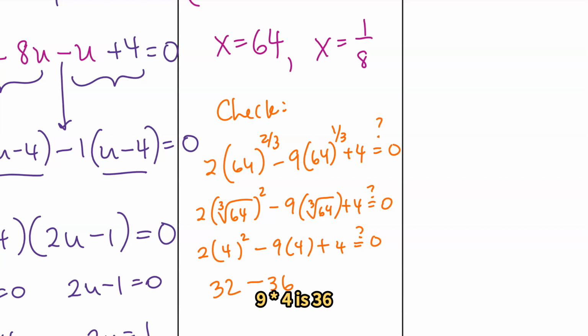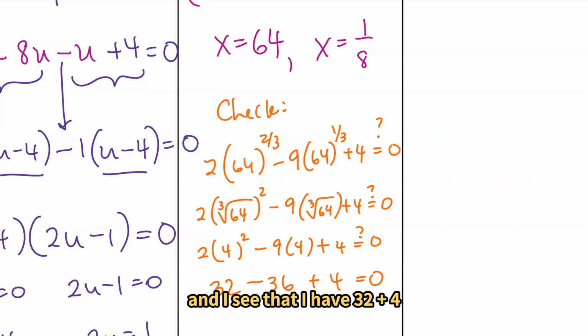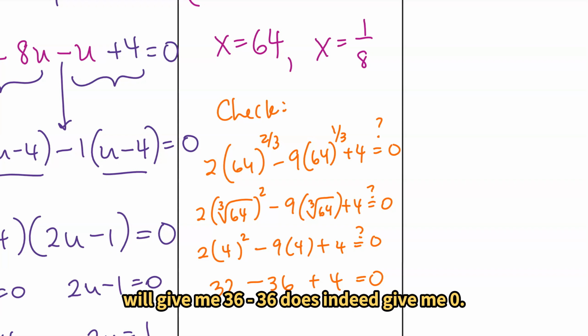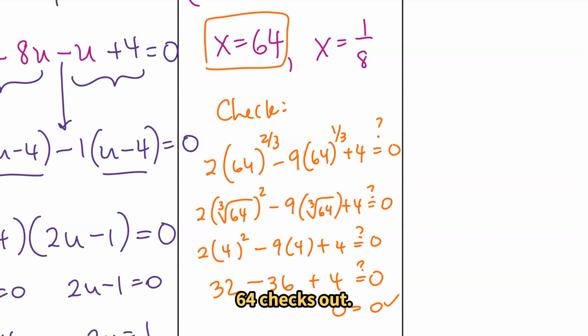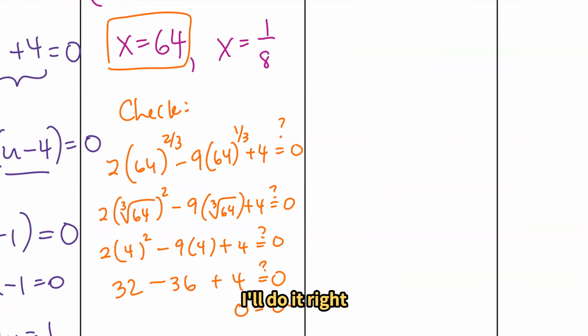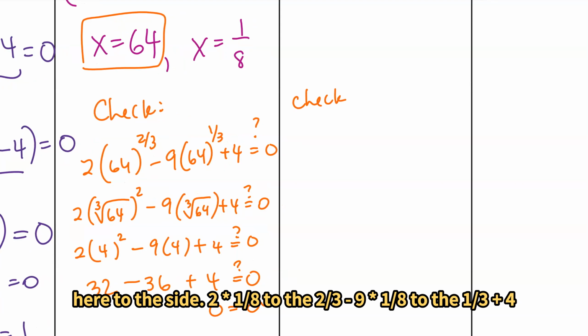9 times 4 is 36. And I see that I have 32 plus 4 will give me 36. Minus 36 does indeed give me 0. 64 checks out. I can check 1/8. I'll do it right here to the side.